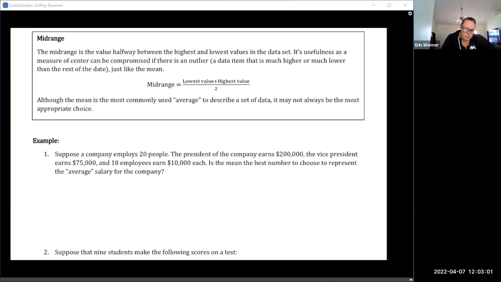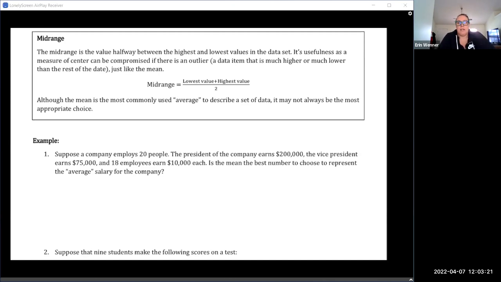So number 1 says, suppose a company employs 20 people. The president of the company earns $200,000. The vice president earns $75,000. And 18 employees each earn $10,000. Is the mean the best number to choose to represent the average salary of the company?